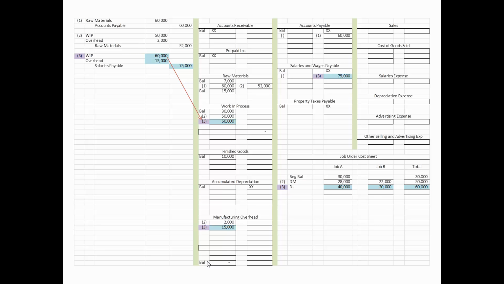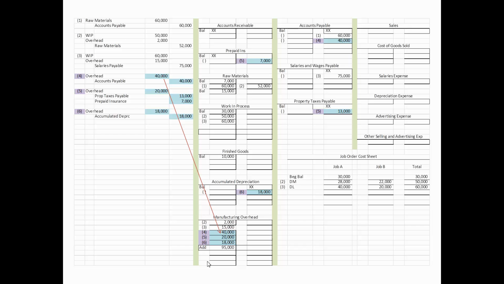Work in process, direct labor. This is the recording of direct labor, the factory payroll. $60,000 was associated with work in process, $15,000 manufacturing overhead, $75,000 wages and salaries payable. And we can also see that the job order cost sheet now has direct labor in the amount of $60,000 added to it, separated by job.